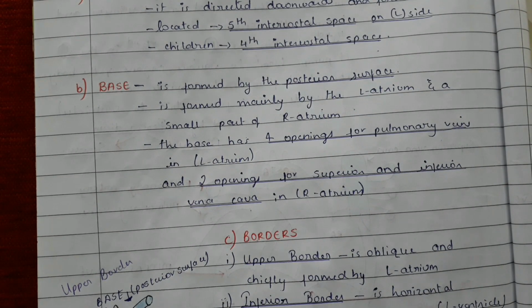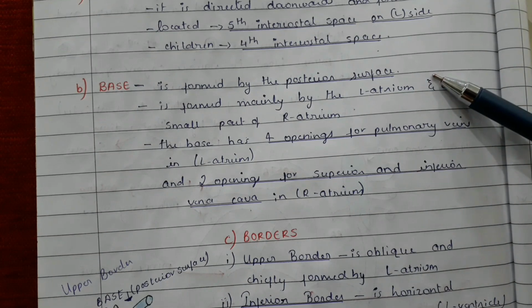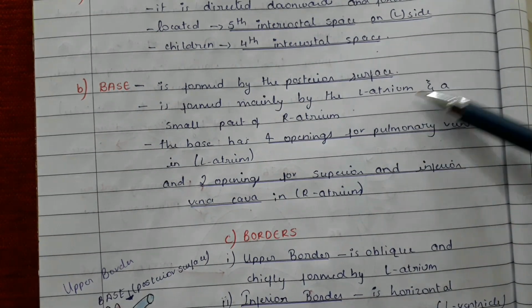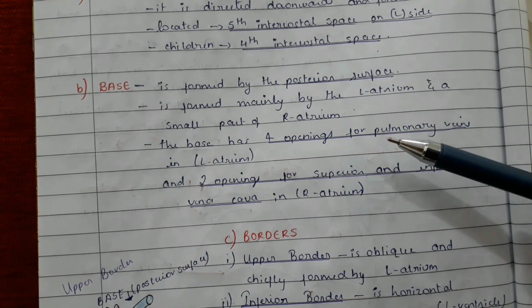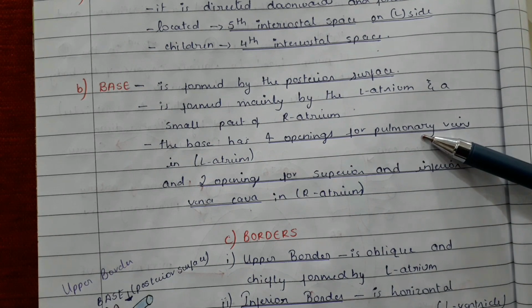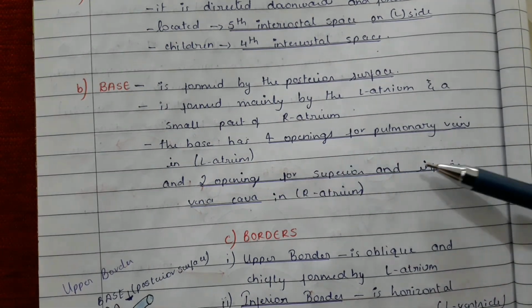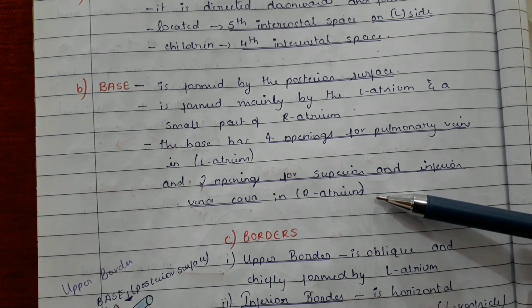Now second, the base of the heart. The base of the heart is formed by the posterior surface. It is formed mainly by the left atrium and a small portion of the right atrium. The base has 4 openings for the pulmonary veins in the left atrium and 2 openings for the superior and the inferior vena cava in the right atrium.